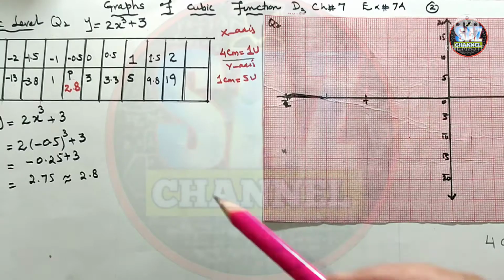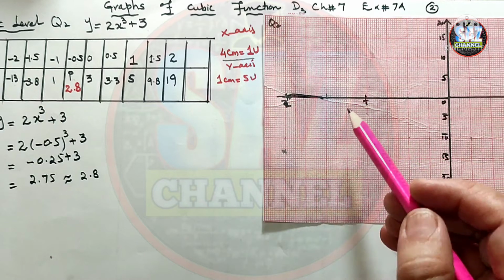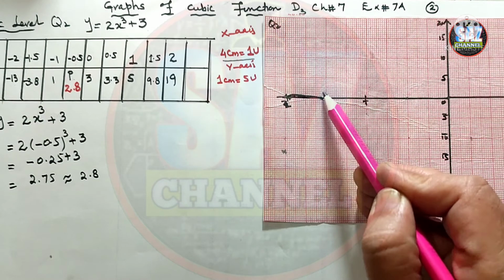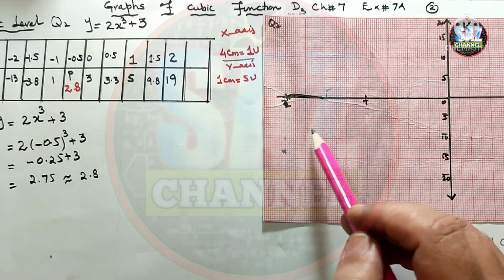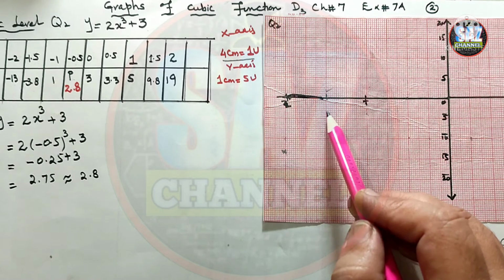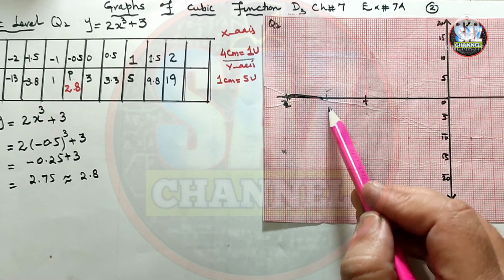Let's move to the second part, that is x equals minus 1.5. This is the place for x equals minus 1.5, and in front of that we need the value of y, minus 3.8.